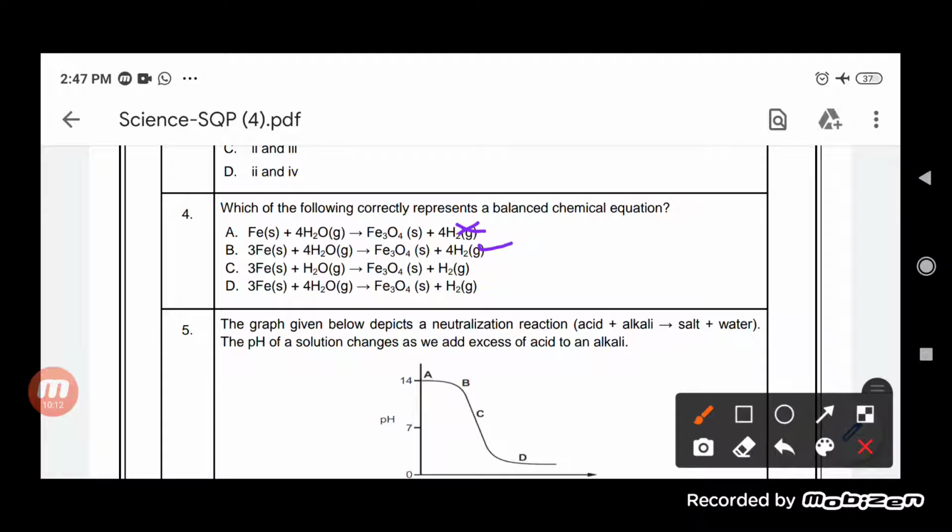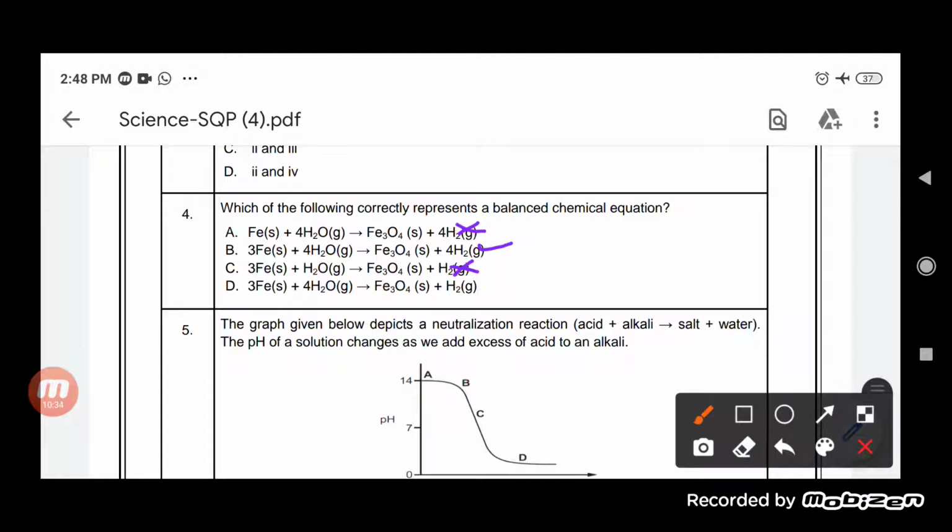Third one, 3Fe plus H2O. This will give Fe3O4 plus H2. Obviously, iron is balanced, but hydrogen is 2 here. Here also hydrogen is 2. But oxygen is 4 on the right side, and on the left side the oxygen is 1. So this is also not balanced. This is an unbalanced chemical equation.